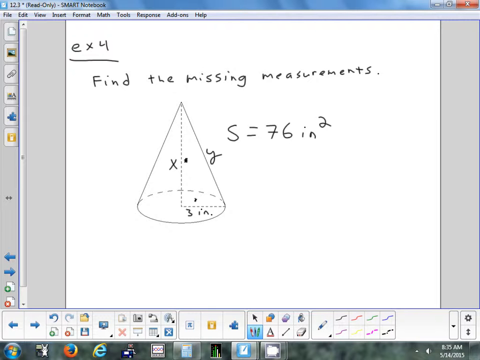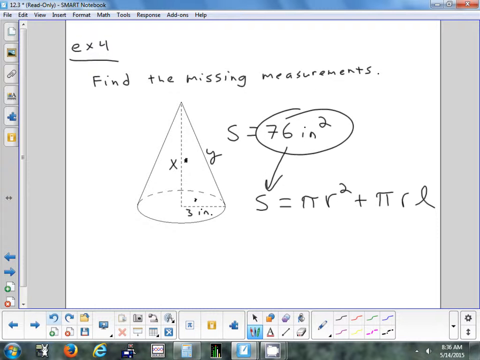Okay, let's start by writing down our formula, and then we'll fill in. Who can give me the formula for the surface area of a cone? Give me the specific one, not the area of the base plus half the perimeter times the slant height. Give me the regular, fill everything in. Yep. Pi r squared plus pi r times slant height. Good. Okay, so 76. That's going to be my surface area. Fill that in.